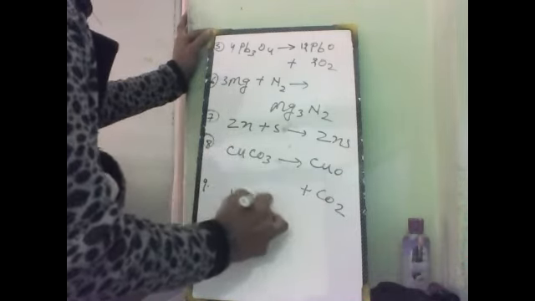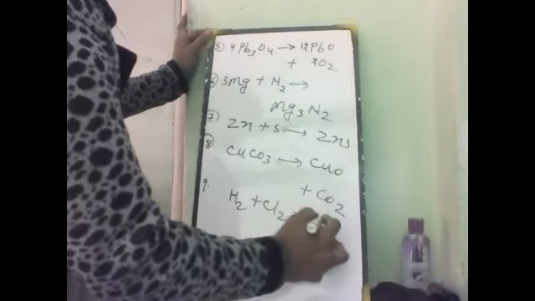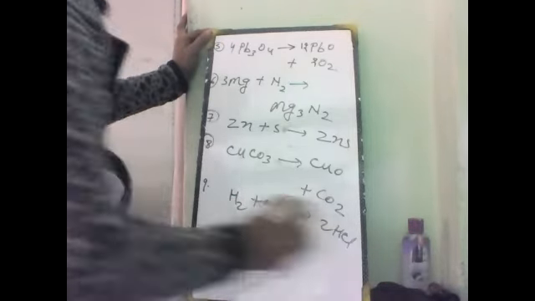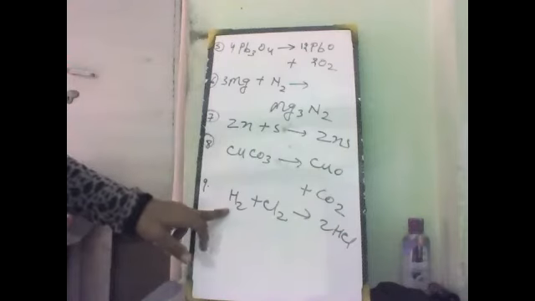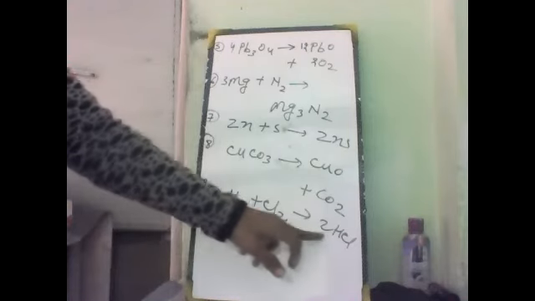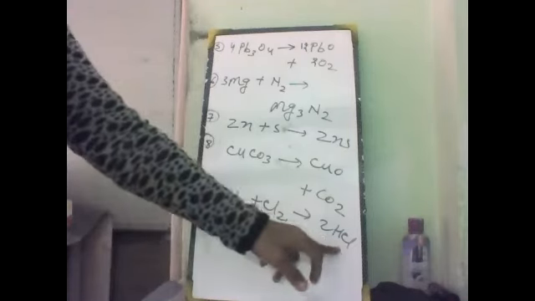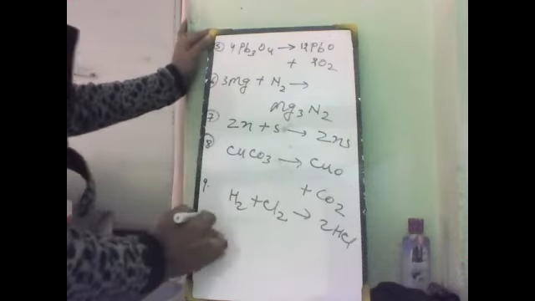H2 reacts with chlorine to form 2HCl. Number of hydrogen is 2, number of chlorine is 2. So we have to put 2 before HCl and it is balanced now.